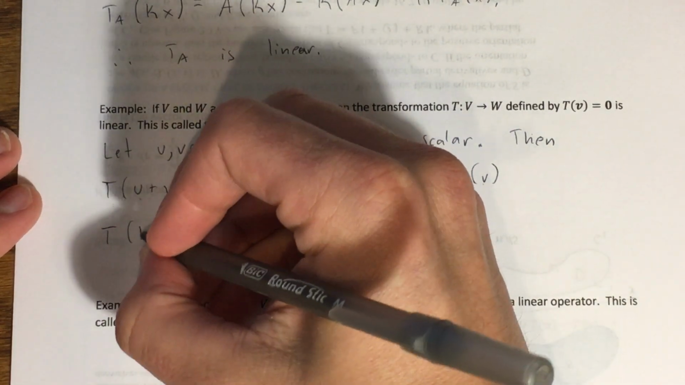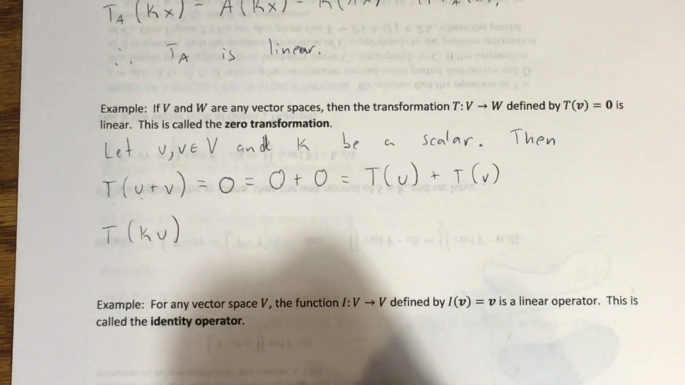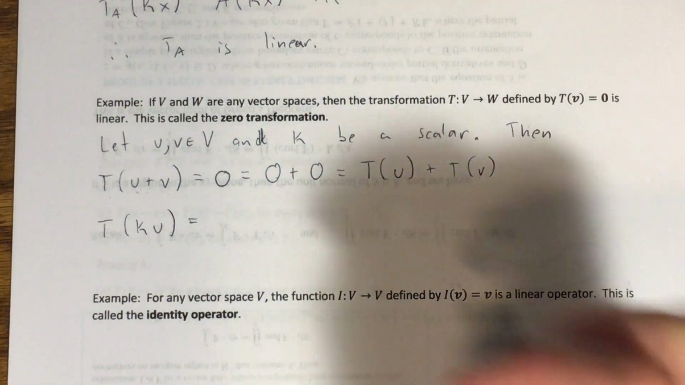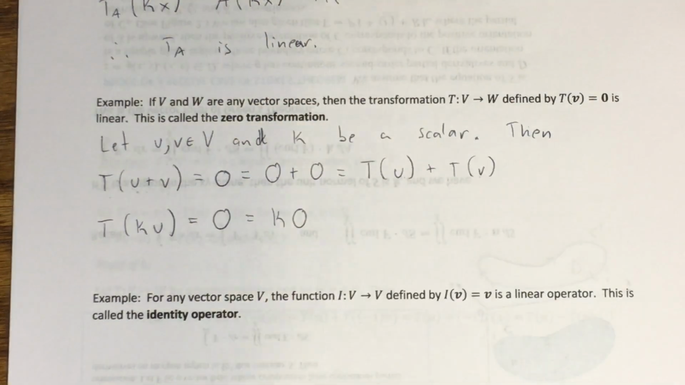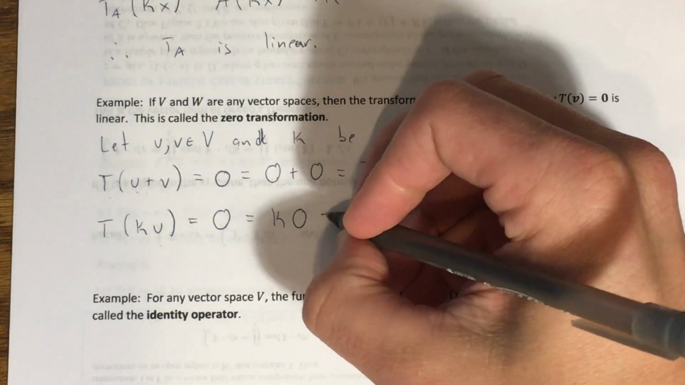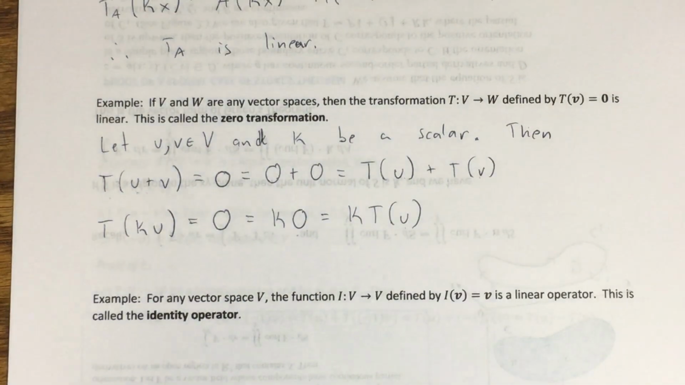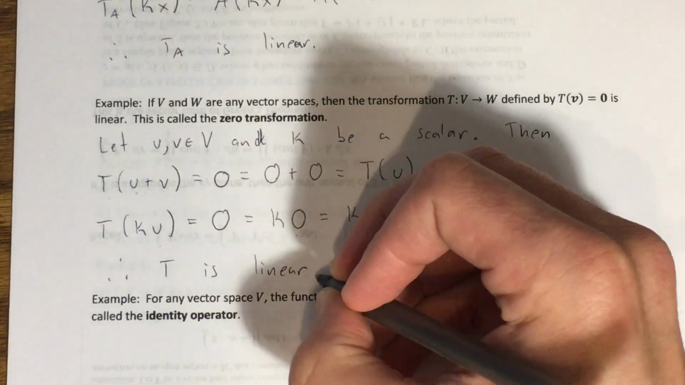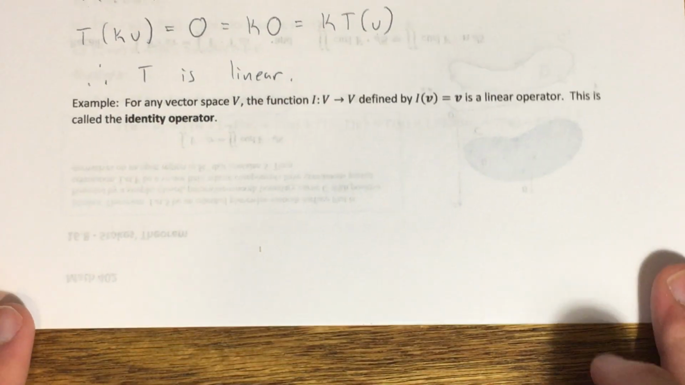Homogeneity is very similar. Remember, I can't just pull the k out right away because I don't know that I can use that property yet. I have to show that that's a valid thing to do. So again, k times u would just be some vector in V, which means it gets mapped to the 0 vector. But I know that any scalar times the 0 vector is equal to the 0 vector. So this allows me to write k times T of u, because again, this 0 is what T of u would be equal to. That establishes homogeneity for me. Therefore, T is linear. That's an important linear transformation. I think sometimes we call that one the trivial linear transformation.